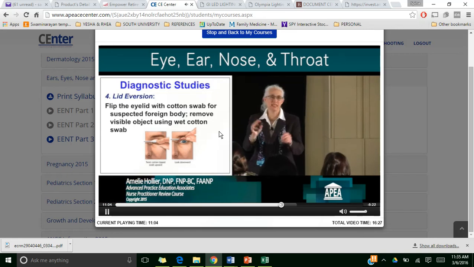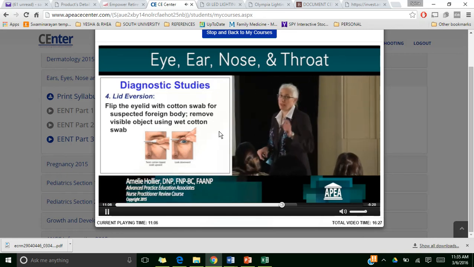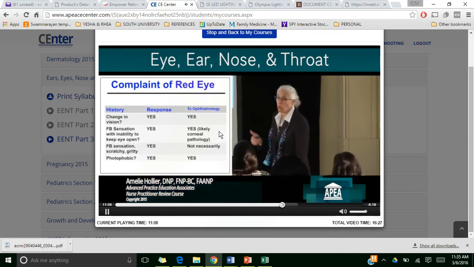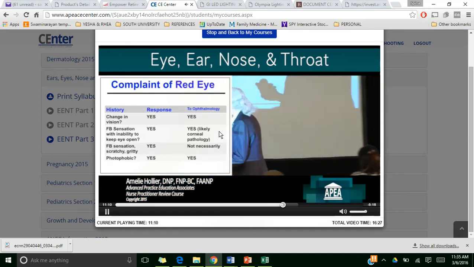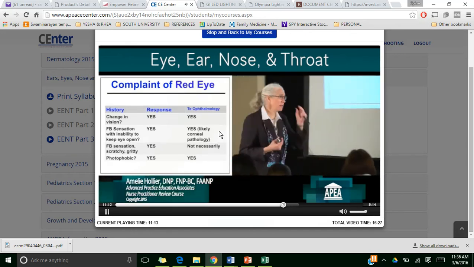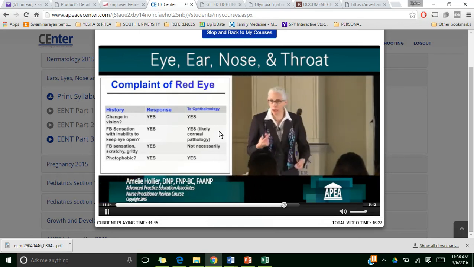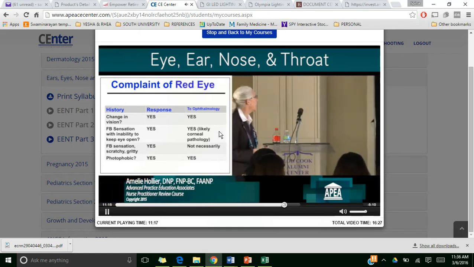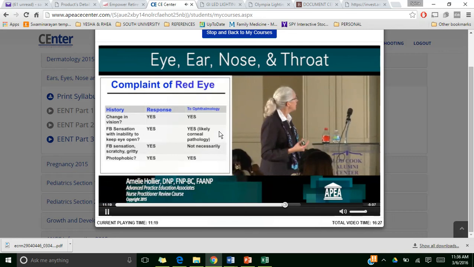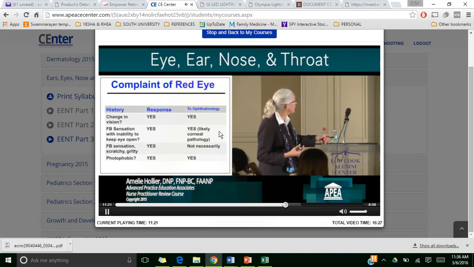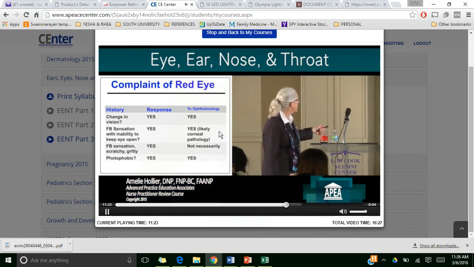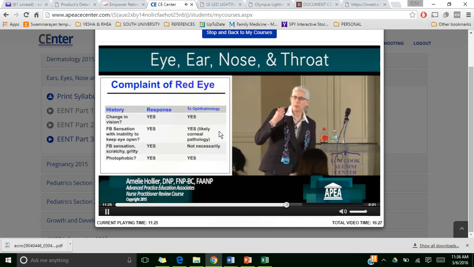A couple of terms with the eye that I think you need to know about. This is a chalazion, right? It's hard, it's non-tender. It's caused by an inflammation of the meibomian gland. Typically we get those referred to ophthalmology. Ophthalmology will laser that out. Takes about 10 minutes. Costs about $1,800. And then the chalazion is gone.